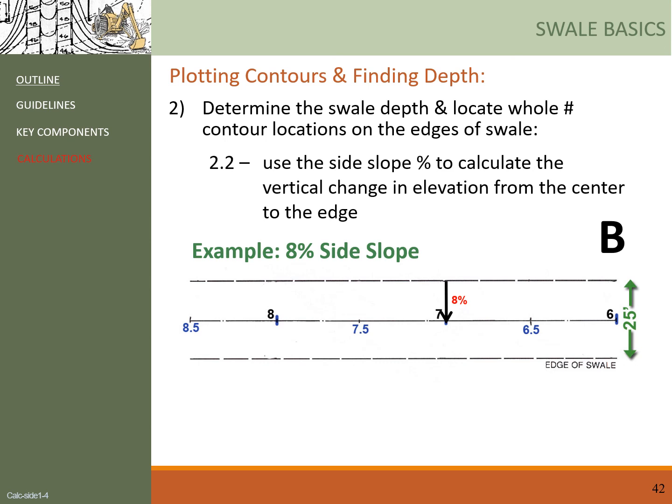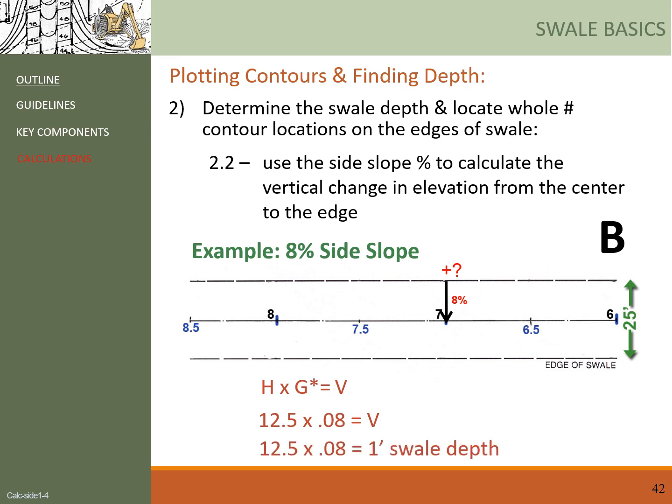So the first step for us is to use the side slope of 8% to calculate the vertical change in elevation from the center to the edge, as indicated by the arrow here. So what is the elevation for this spot on the edge? We know we're calculating V. So the equation to use here is V equals H multiplied by G. H equals half of the swell width, and G equals 8% divided by 100.